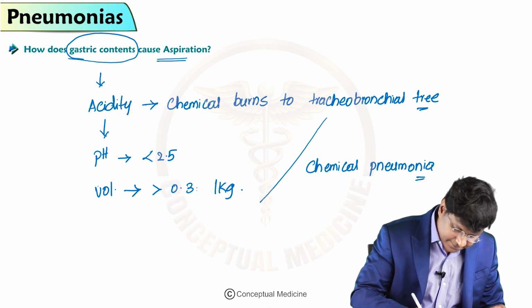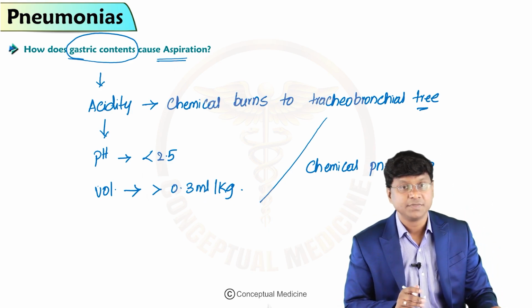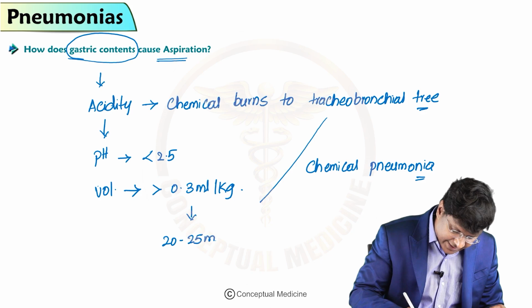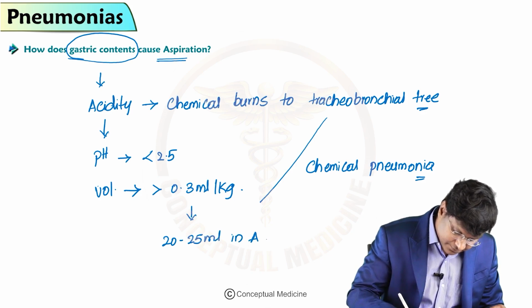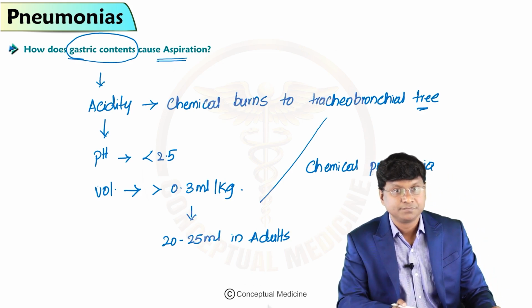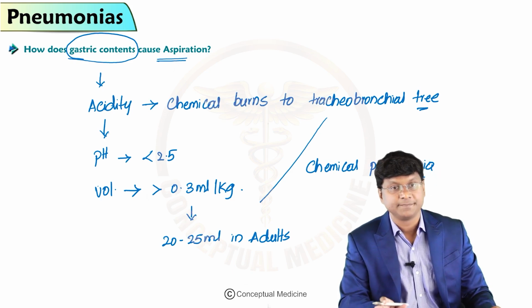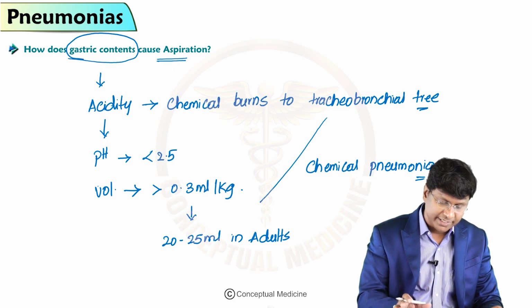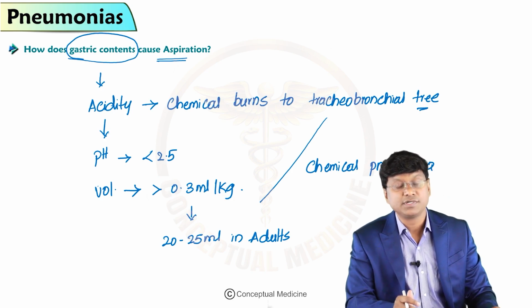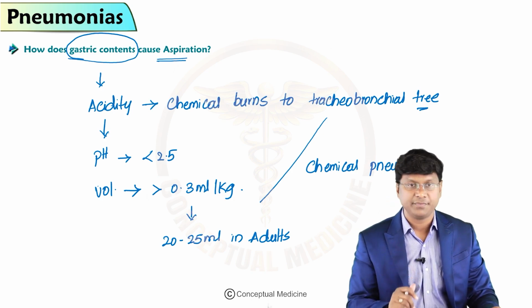So 0.3 ml per kg, that is roughly around 20 to 25 ml in adults. This has greater potential for causing chemical pneumonia. So chemical pneumonitis is mainly because of the aspiration of gastric contents having a pH of less than 2.5, of volume around 0.3 ml per kg of the body weight.